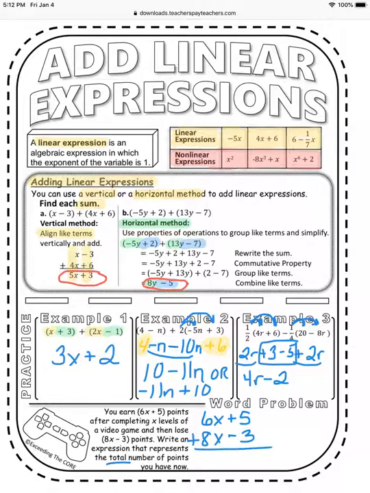And I know I'm adding. Now I'm going to just start adding. It doesn't actually matter where you add. Usually we start at the right though. So I have 5 minus 3, which is a positive 2. I have 6x plus 8x, which is 14x. And that's it. That's my answer.